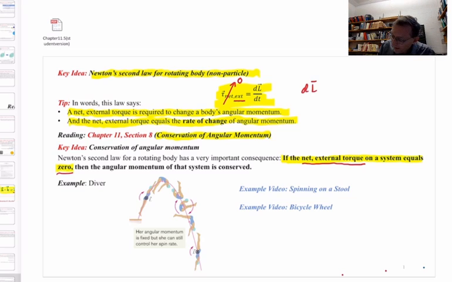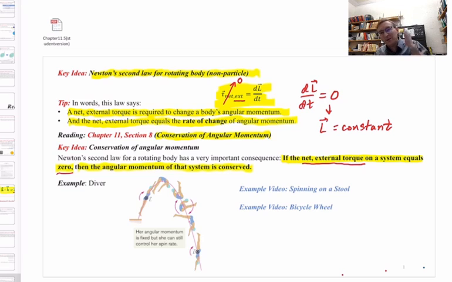dL/dt equals 0. But we know that if a time derivative of a quantity is 0, then the quantity itself does not depend on time. It's constant. So, back to this consequence: if the net external torque on a system equals 0, then the angular momentum of that system is conserved.